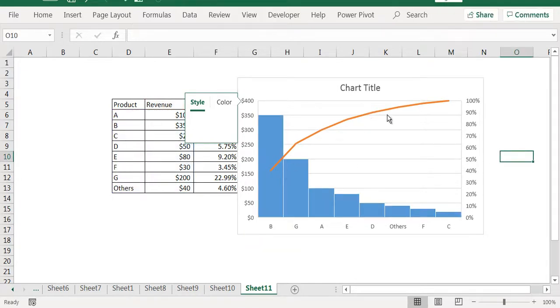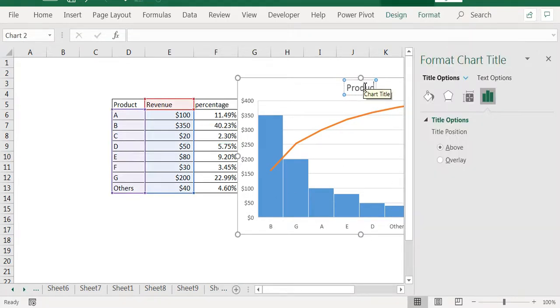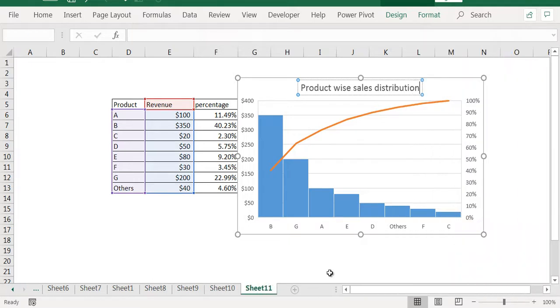So this is your Pareto line, you can think of it as the 80-20 line, and these are your products sorted product-wise. You can give a chart title like sales distribution, or whatever you would want to write. Okay, and then you can create your axis titles, and all those things are possible.